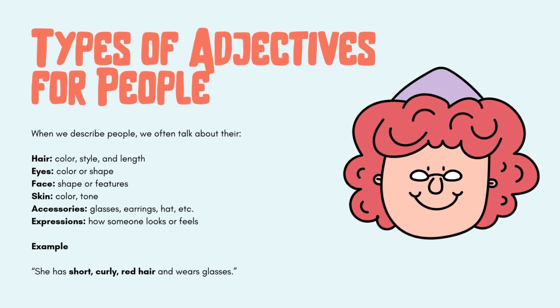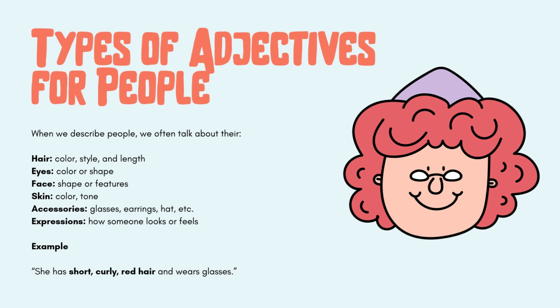Now, we have some types of adjectives. When we describe people, we usually talk about their hair, their eyes, their face, their skin, their accessories, and even their expressions. Whenever we talk about the hair, we can talk about the color, the style, or even the length. For eyes, we usually talk about the shape or the color. For face, we usually talk about the shape or some specific features.